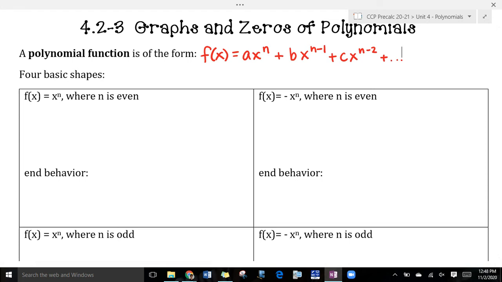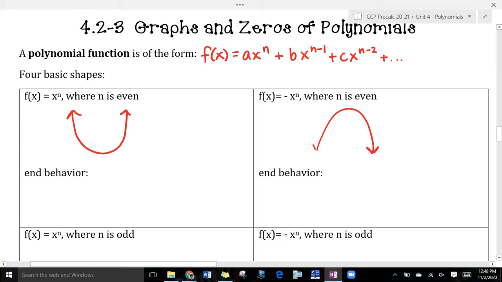So here are 4 basic shapes. If we are looking at a function where the biggest exponent is an even number, we know it is a parabola opening up. Okay. If we have the same thing, still an even exponent but a negative in the front, then our parabola opens down. So even is going to look like a parabola.